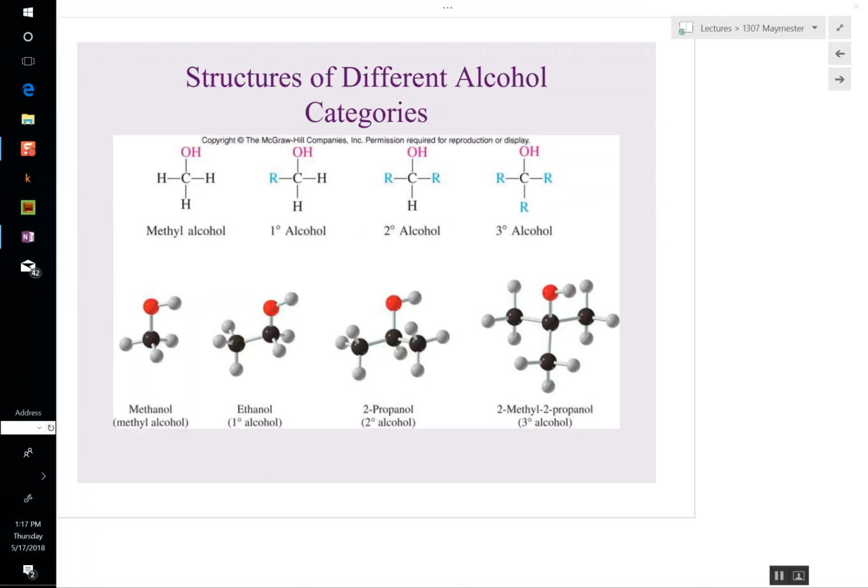So this, just to be clear, this is isopropanol, or isopropyl alcohol. This one, 2-methyl-2-propanol, what is that also? What's its common name? T-butyl alcohol. T-butyl alcohol.